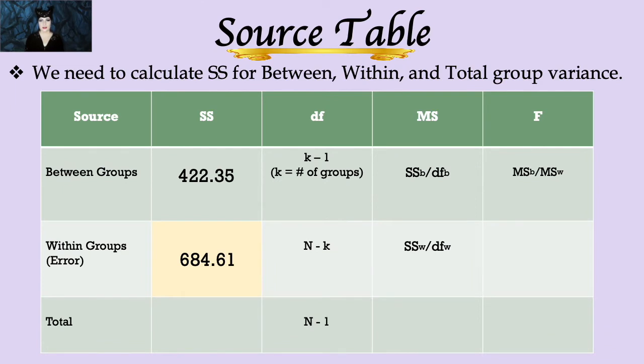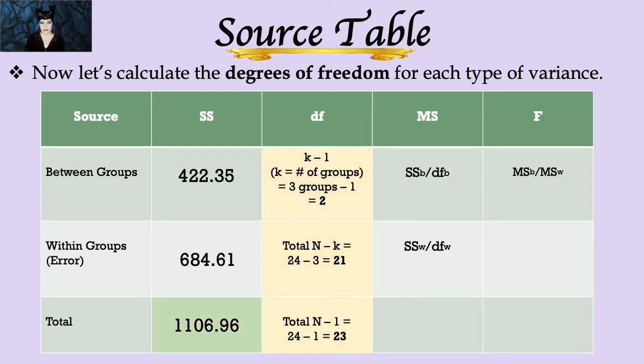So far we have sum of squares between groups and sum of squares within groups. We know that total variance is going to be the sum of between plus within. So once you add 422.35 plus 684.61, you are left with 1,106.96. So now let's move over to the degrees of freedom column.